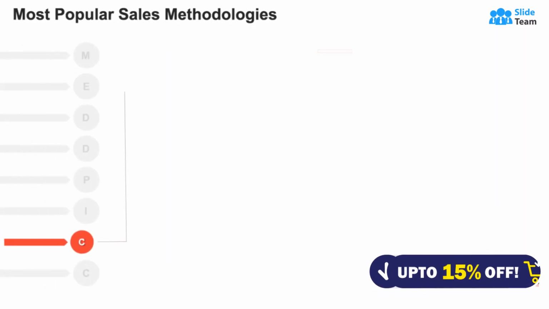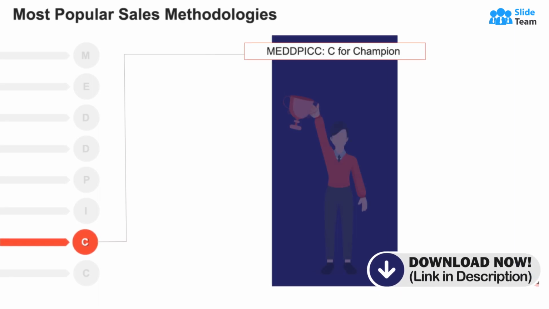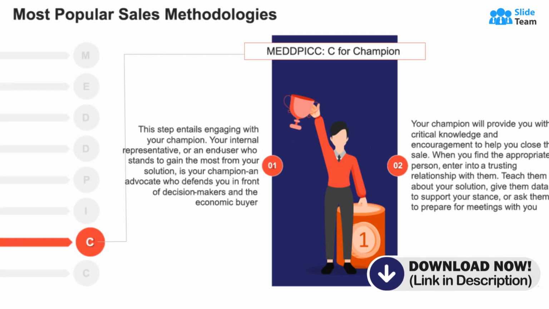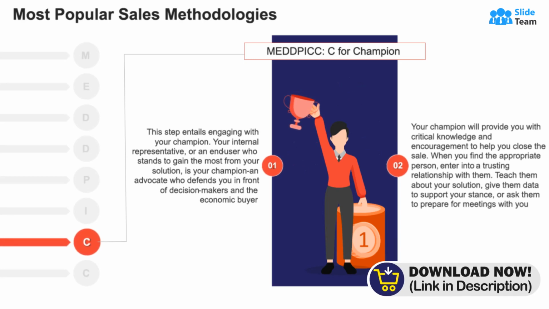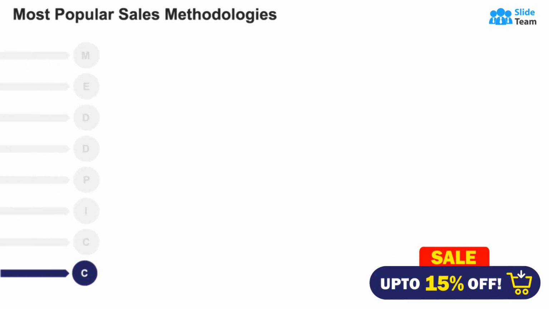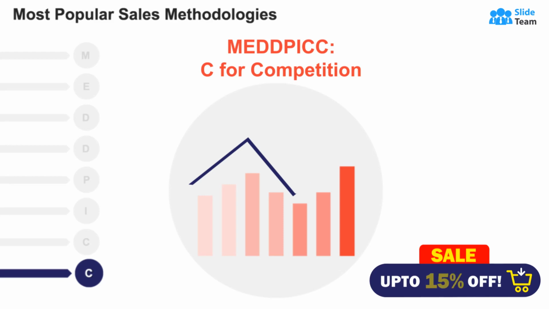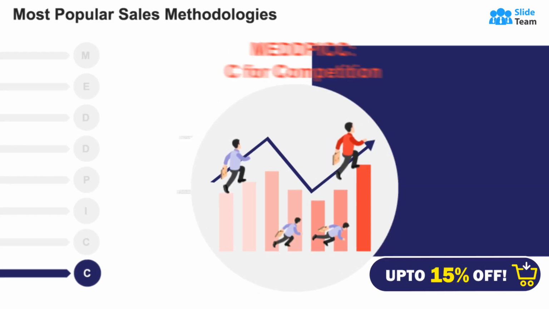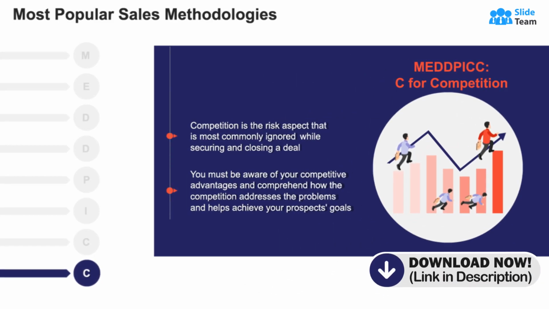The first C is champion. This is the end user you trust with your solution, who can help represent and defend you in the face of challenges. Once you understand what your competitors are offering, you can enhance your services and strategically price them to provide greater value to your target audience.